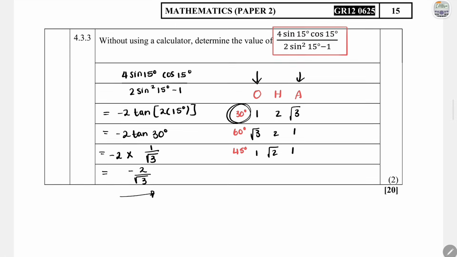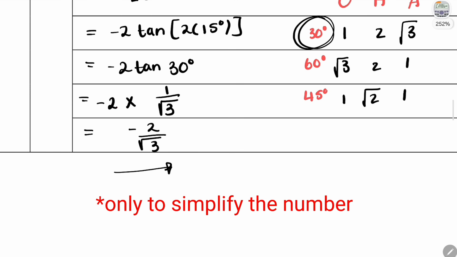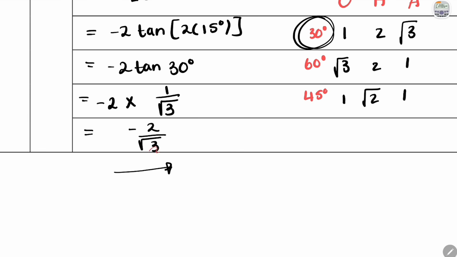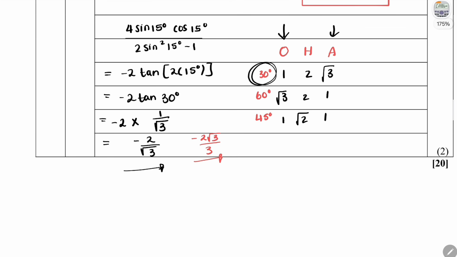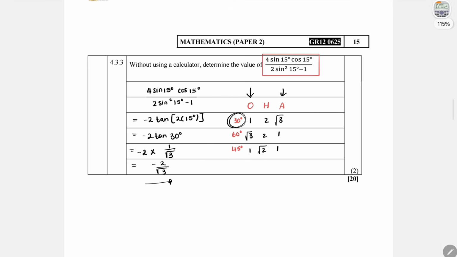Okay, and that is, of course, if we didn't use a calculator. If you did use a calculator, you would simply rewrite this as an expression with a rational denominator. So just multiply numerator and denominator by the square root of 3, and you would have negative 2 root 3 over 3. So that is an alternative. Okay, and that is it for question 4.